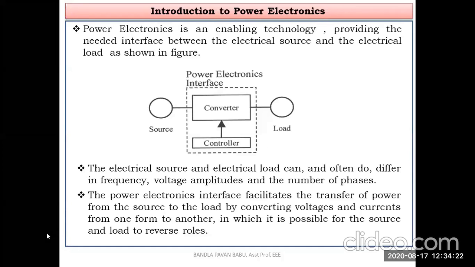Next, the last point. The power electronics interface facilitates the transfer of power from the source to the load by converting voltages and currents from one form to another, in which it is possible for the source and load to reverse the roles. So what does this indicate? The power electronic interface is coordinating between the source and load, and it is able to transfer the source power to the load.